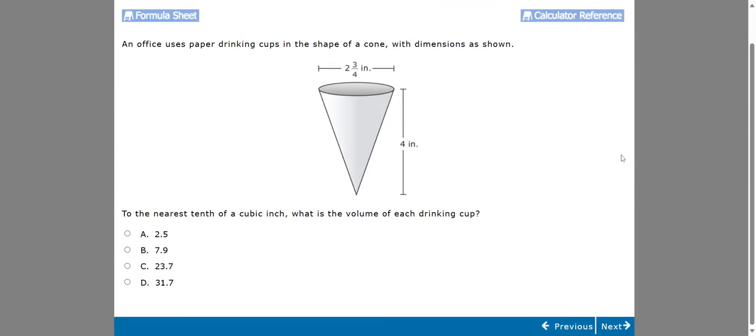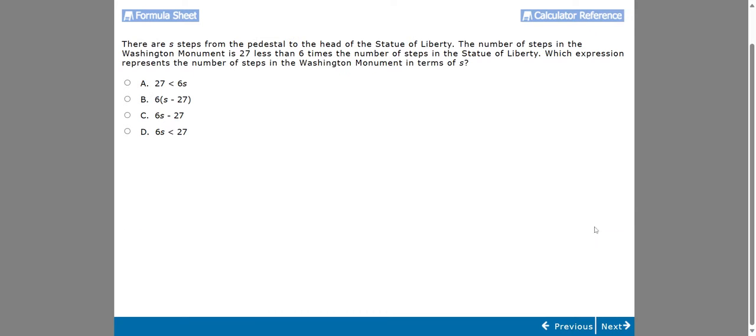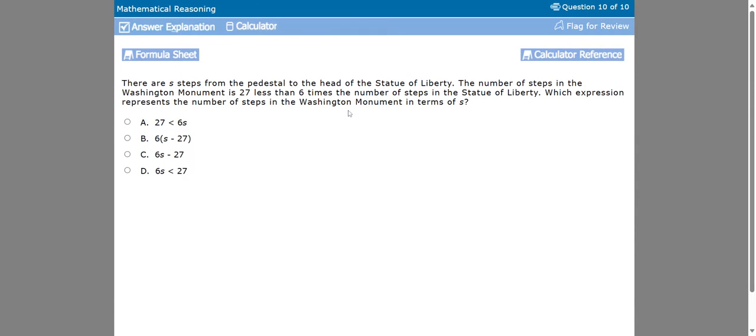Moving on to, that was question number 9. And then again, practice question number 10. We're back to algebraic problems. And so we have, again, question 10 out of 10. So that's an example of mathematical reasoning.